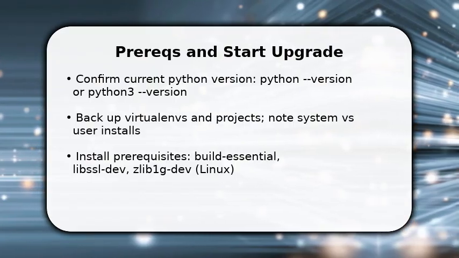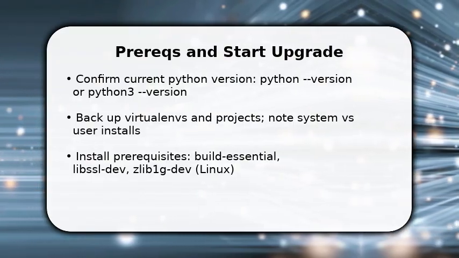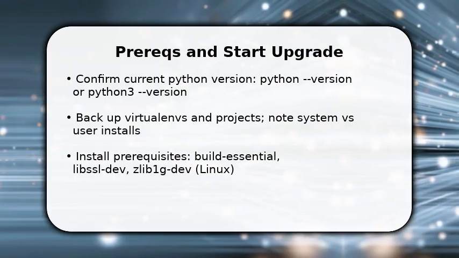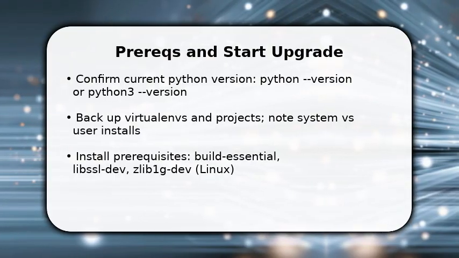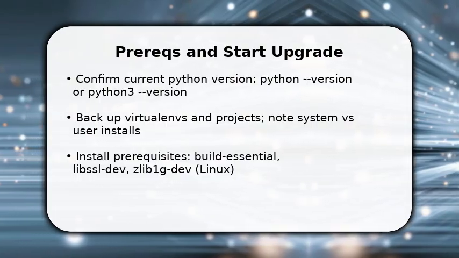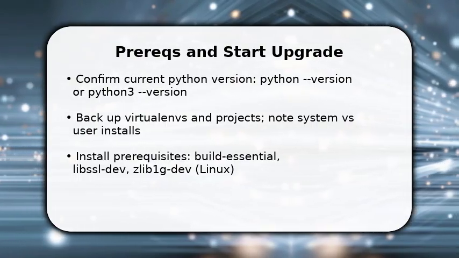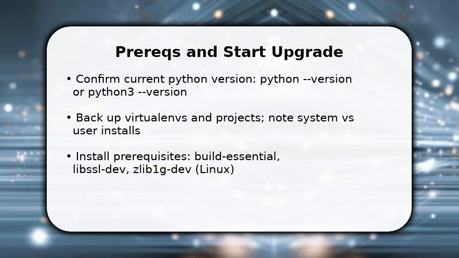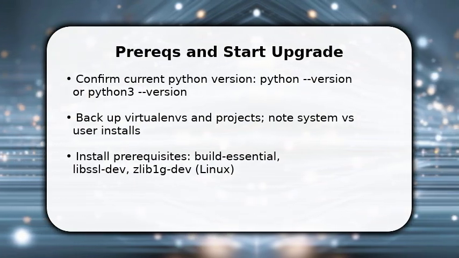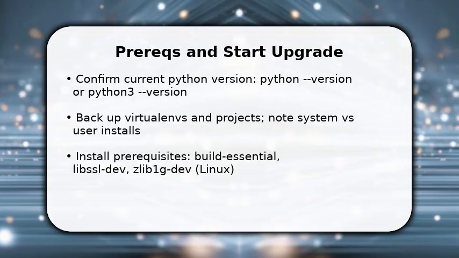Install OS packages required for compilation. On Debian/Ubuntu, that means build-essential, libssl-dev, and zlib1g-dev. If you use Homebrew on macOS, update it now. Make sure to choose whether you will install system-wide or per user, because that decision shapes the rest.